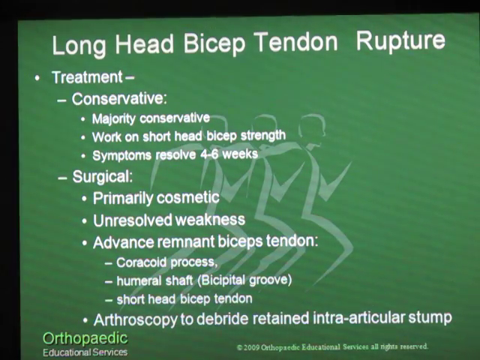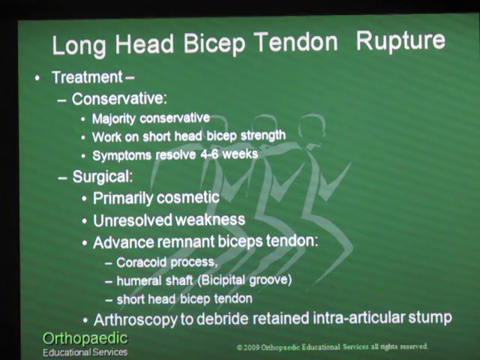Treatment for this is conservative. The majority of these cases will resolve over time, and the short head of the biceps that attaches to the coracoid will compensate for the loss of the long head tendon function, and people will resume near normal strength with elbow flexion. These symptoms will resolve usually in 4 to 6 weeks, but sometimes can vary from one patient to another.